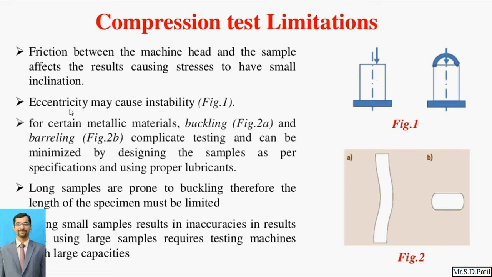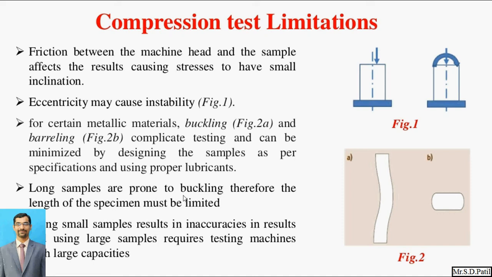So this is related to the eccentricity, which may cause instability, as shown in Figure 1. If the force deviates from its center, that eccentric portion may cause deviation. So for certain metallic materials, the buckling and barreling, the complicated testing can be minimized by designing the samples as per the specifications and using proper lubrication.